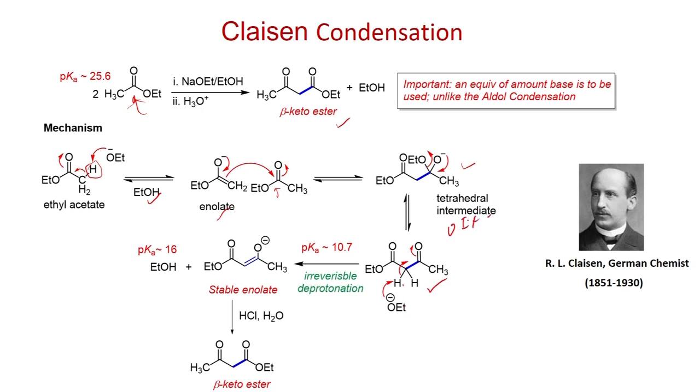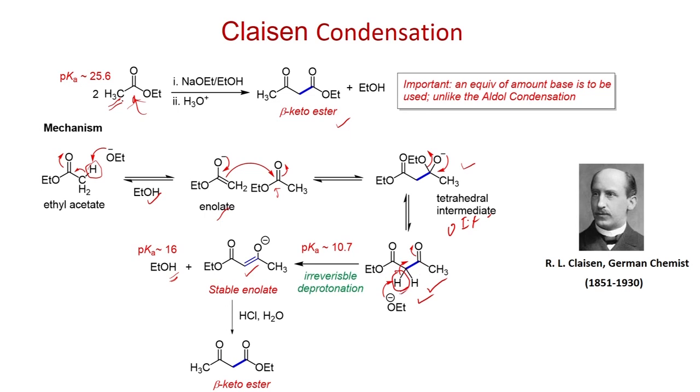This ethoxide can deprotonate this proton to give this stable enolate. If you look at the pKa value of this proton, and this proton, and the solvent OH proton, this one is more acidic, because this carbon is bonded with two carbonyl groups, therefore it is more acidic.